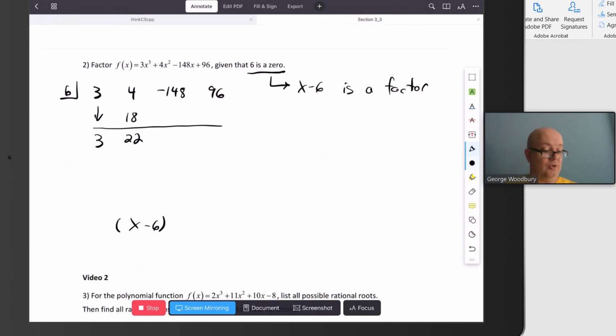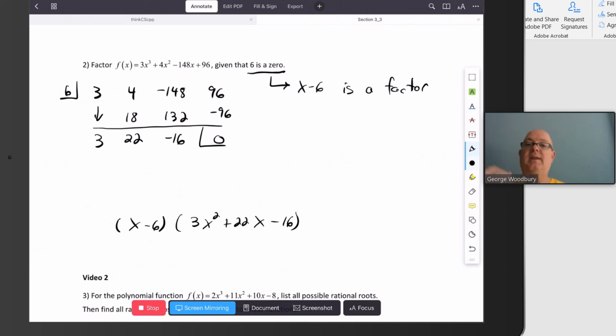Multiply. 6 times 22 is 132. Total the column. Negative 148 plus 132 is negative 16. 6 times negative 16 is negative 96. 96 minus 96, 0. So I've got x minus 6 times 3x squared plus 22x minus 16. That is the factored form of f of x.